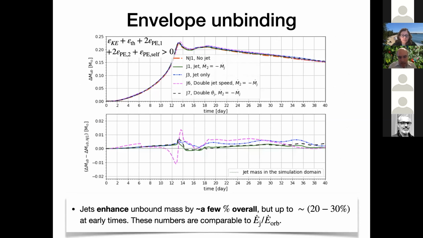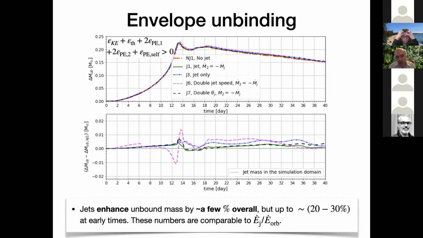If you look at the mass unbinding, this is the unbound mass as a function of time. We use a criterion slightly different from what other people have used. But you see that all the runs plotted here, including the no jet run, are very similar. And on the bottom is the residual, the difference between the jet runs and the no jet run. There is an enhancement of a few percent overall, and up to about 20% or 30% at early times. This pink one is the double velocity jet run. So at early times, you do get about a 20% enhancement in the unbound mass.